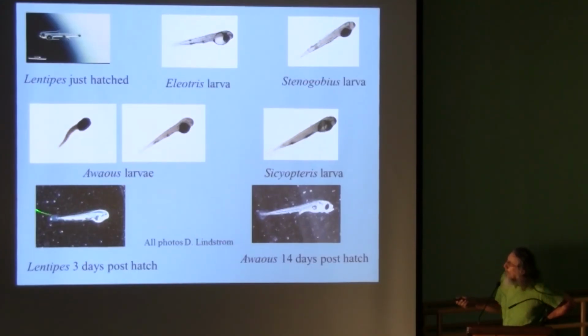This one, which is the only one we have good data on, is pretty much a 90-day larval period. So that's about 3 times the normal coral reef goby marine life history. We don't know why that is, and we don't know where they go. We don't know a lot of things.